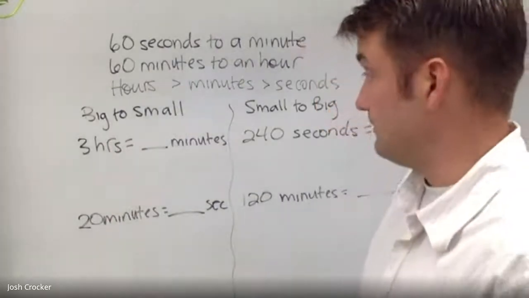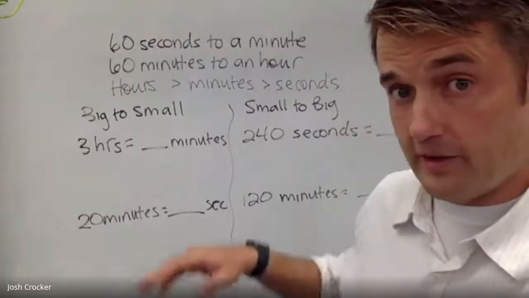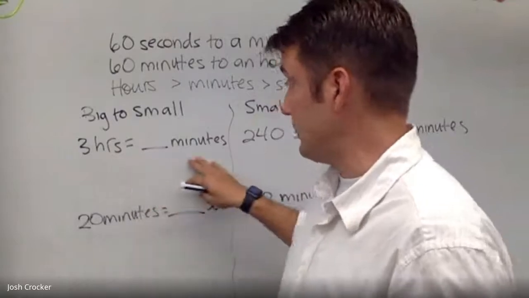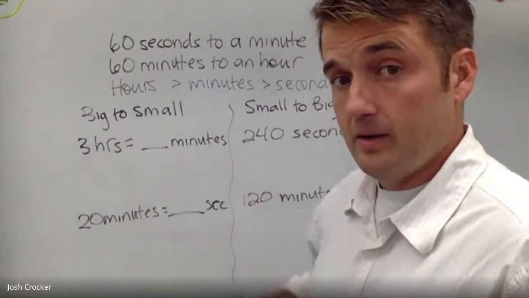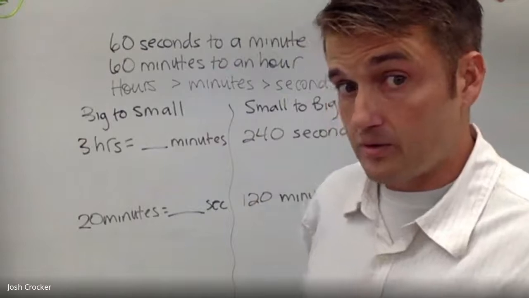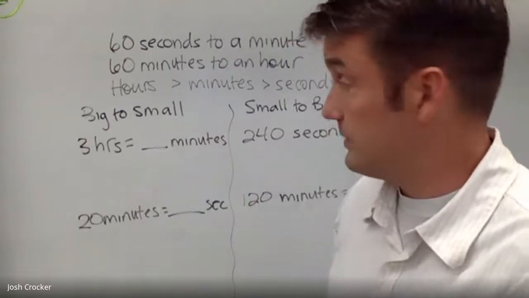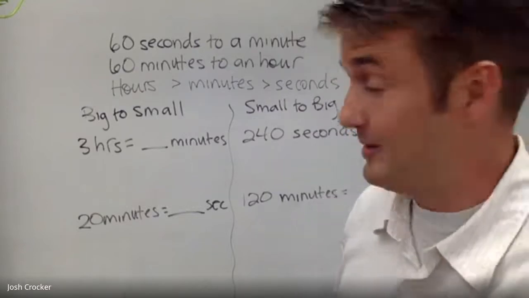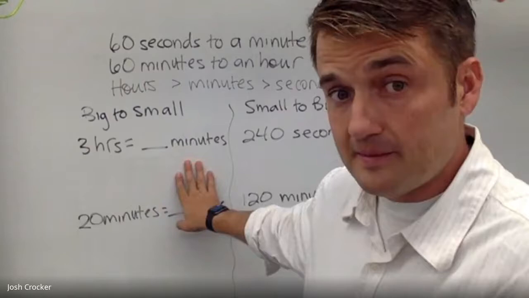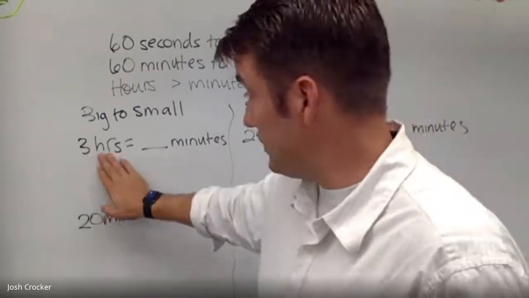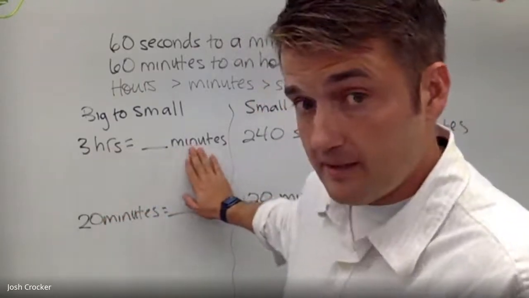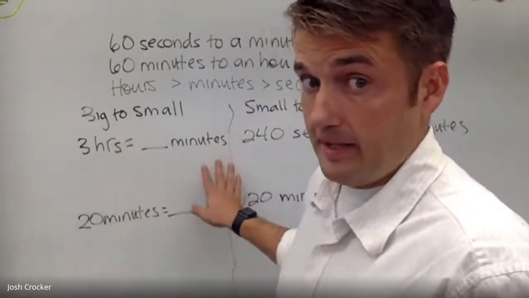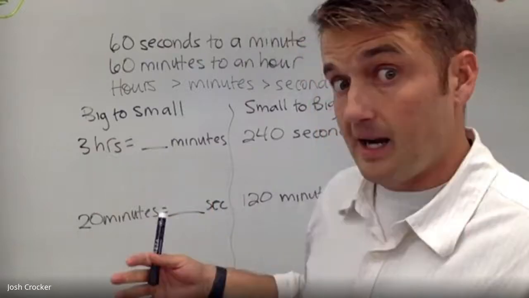Okay, so here we go. Remembering that our fact is 60. It's always 60. So 3 hours equals how many minutes? Well, hours are bigger than minutes. I'm going from a big unit to a small unit. So this is like $3 is how many pennies? It's going to be a lot of pennies.